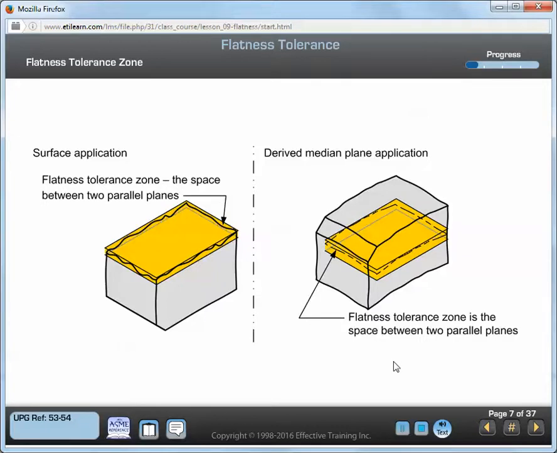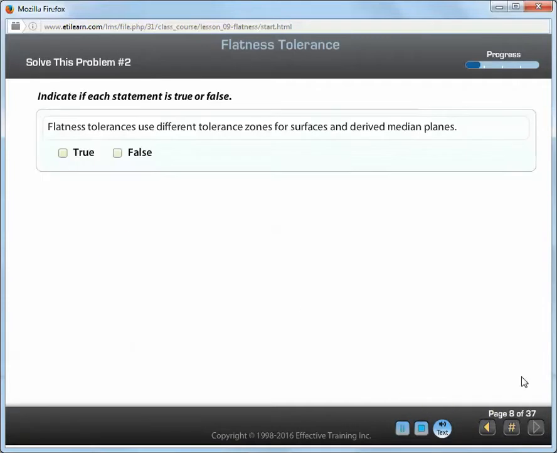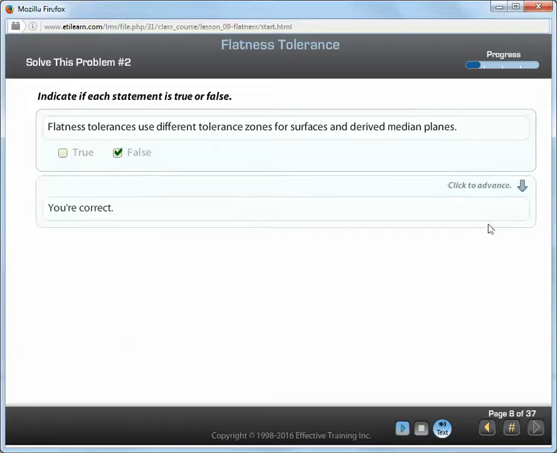A part surface may have any type of form deviation within a flatness tolerance zone. 2 typical form deviations are waviness and warping. Flatness tolerances use different tolerance zones for surfaces and derived median planes. You're correct.